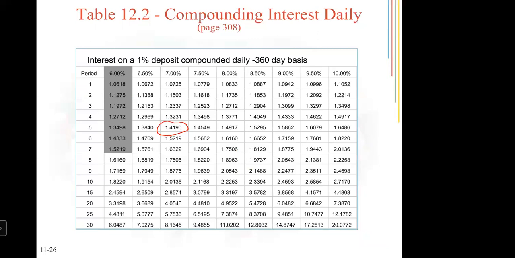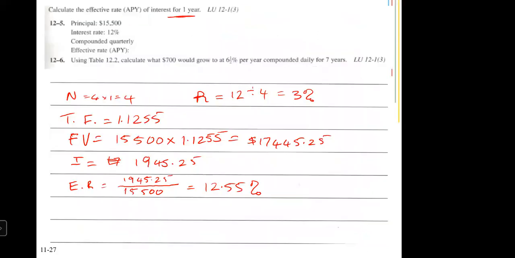1.5761. Okay, so we'll just simply say 700 times 1.5671, and that gives us $1,096.97. 97 cents, you said? Yes.